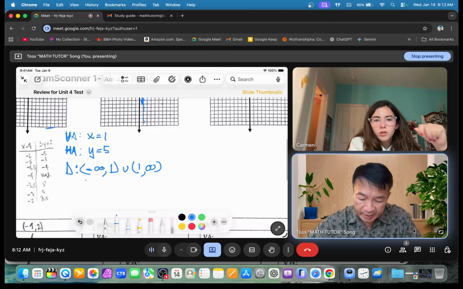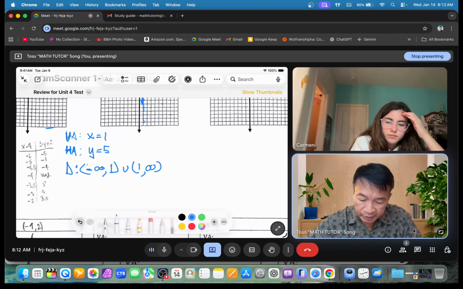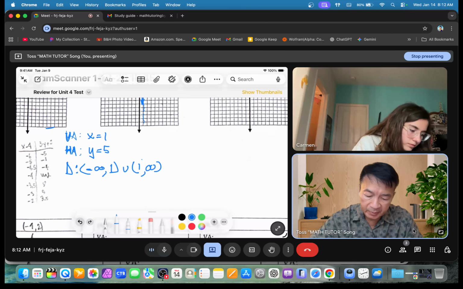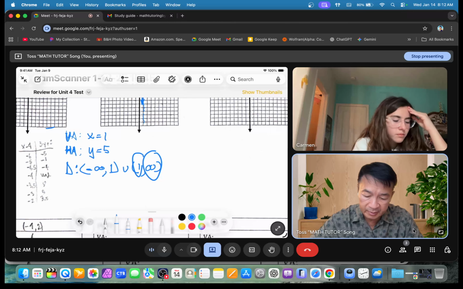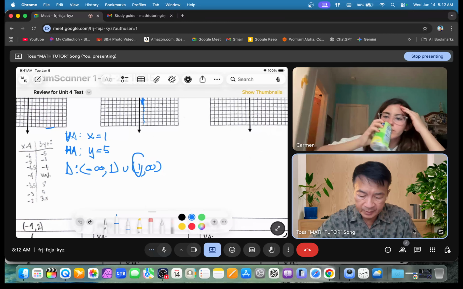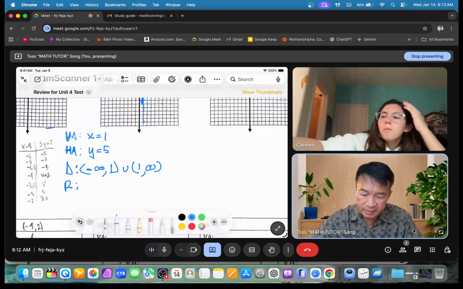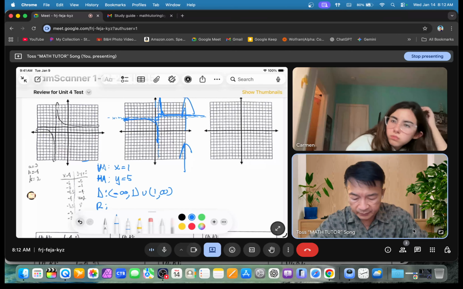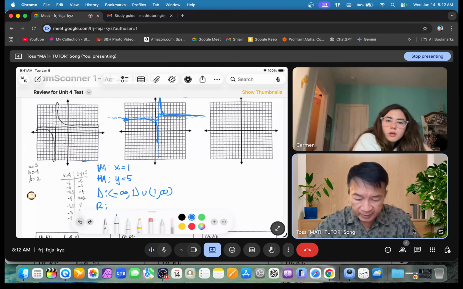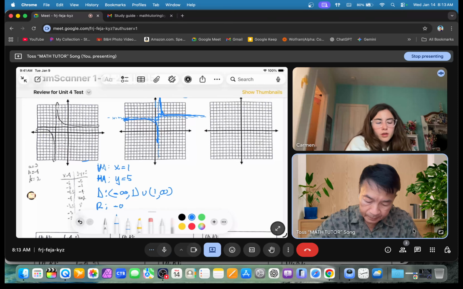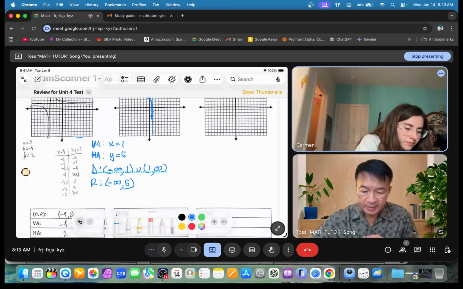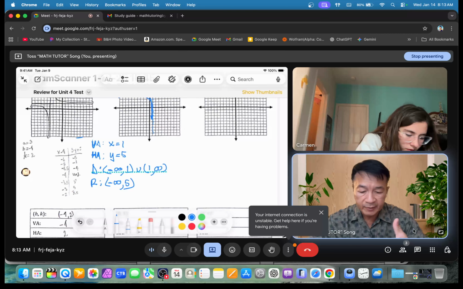Now, you have to go from the smaller number to the larger number, small to large. A negative number is really small, and then the larger one is 1, and then from 1 to infinity. There you go. And then the range, same idea. You have to skim from the bottom up, like you're looking from the bottom up. So for the range, it would be from negative infinity all the way to 5, because you're looking at all the y values on the y-axis.